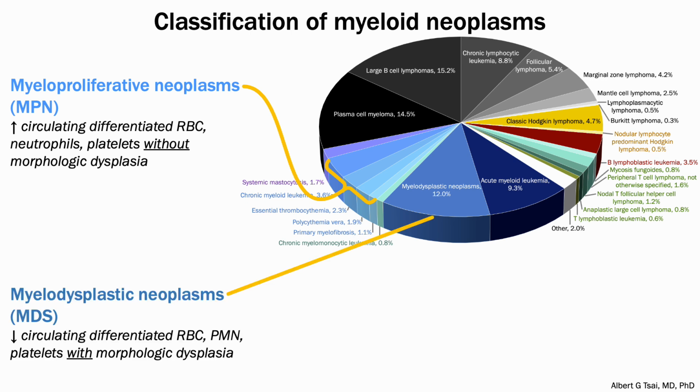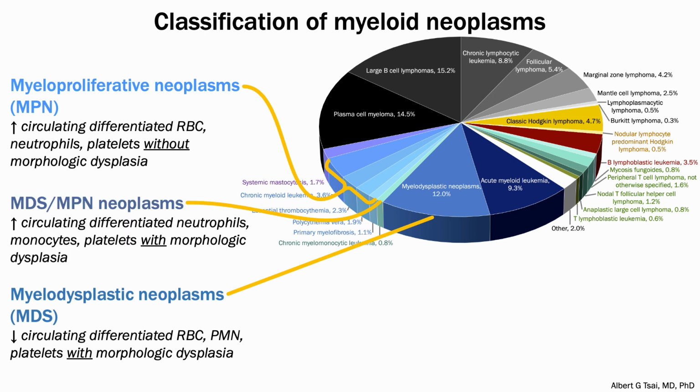That contrasts with the myelodysplastic neoplasms, where you have decreases in the CBC counts of red cells, neutrophils, and/or platelets, and also accompanied by morphologic dysplasia. In between, we have this category of myelodysplastic myeloproliferative neoplasms that have features of both. They have increases in the CBC counts of neutrophils and/or monocytes and/or platelets, which are a myeloproliferative feature, but they also have this morphologic dysplasia, which is a myelodysplastic feature.